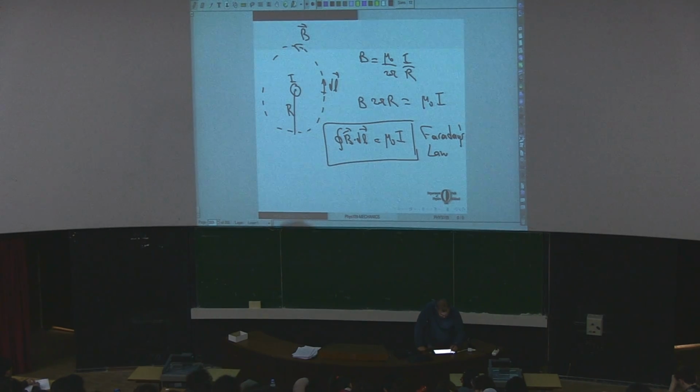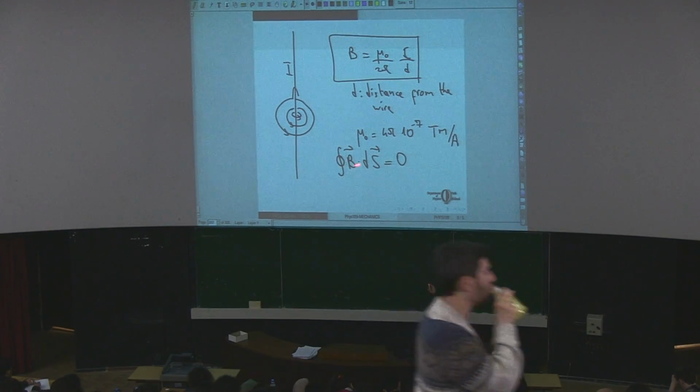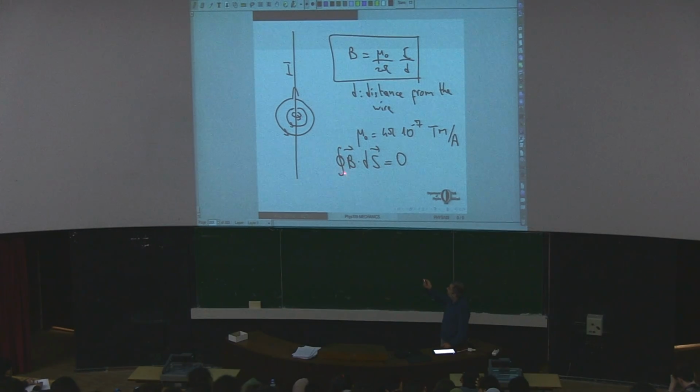No, I didn't say B dl equal to 0. This is B dot dS equal to 0. This is an integral over a closed surface. Now, this is an integral over a closed surface.